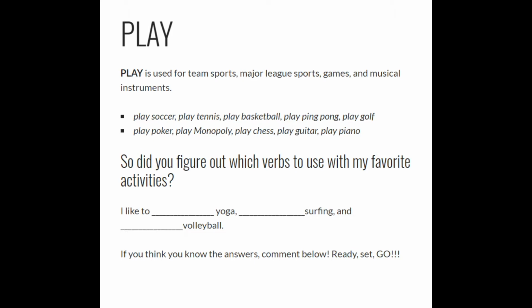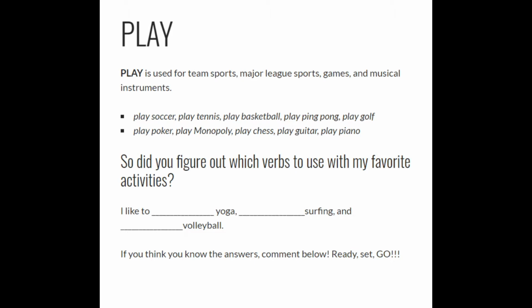Take a look at the example to complete. I like to go, do or play yoga. Remember, I use do. I like to do yoga. We use do for exercises, right? Then we have go, do or play surfing. Remember the verbs in the ing we use after the verb go. So you say go surfing.